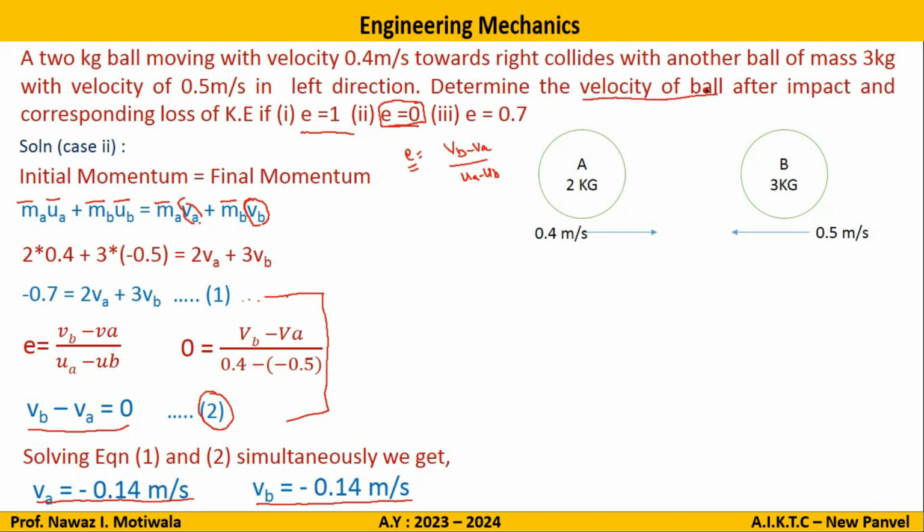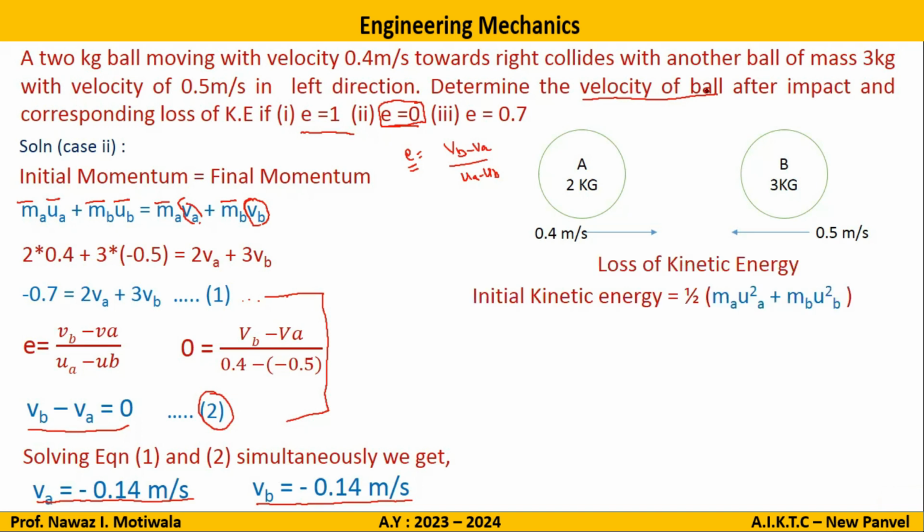Next part was finding the loss of kinetic energy, for which we need to find the final kinetic energy and the initial kinetic energy. Let us start with initial kinetic energy. I can write half m u_A square plus half m u_B square.